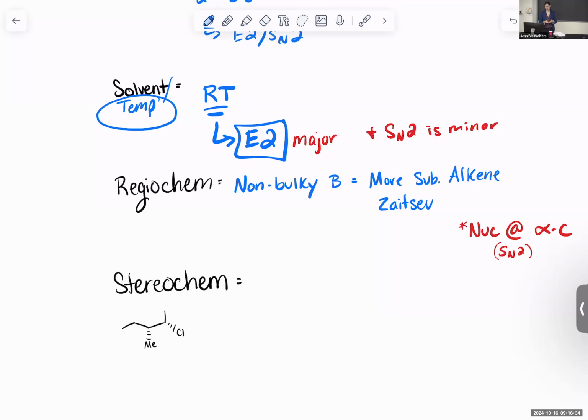All right, so now we're going to do our stereochemistry. Stereochemistry is that cis-trans, E/Z. So for our stereochemistry, what do I need to do? How do I know if I'm making the E or Z alkene?